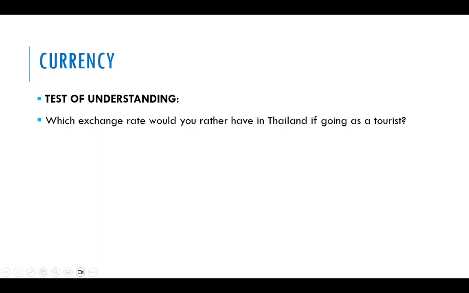Which exchange rate would you rather have in Thailand if you're going as a tourist? We're all going as tourists basically, and we want to show up. Which exchange rate would we rather have? 33.78 baht to the US dollar or 34.91 baht to the US dollar? Think about that for a second and tell me, or in your mind, which one you would rather have.